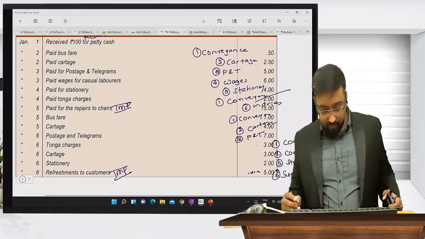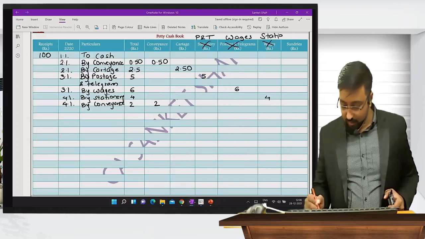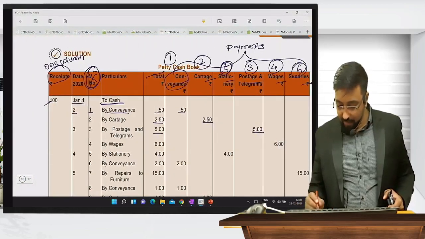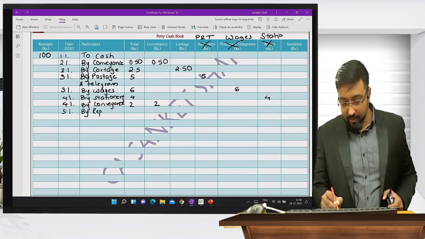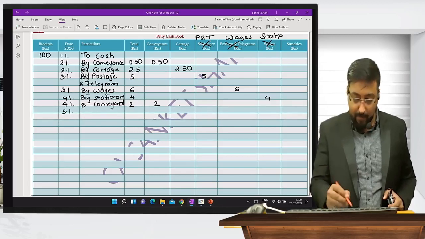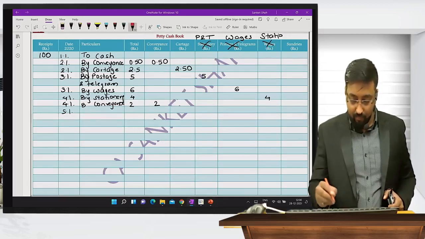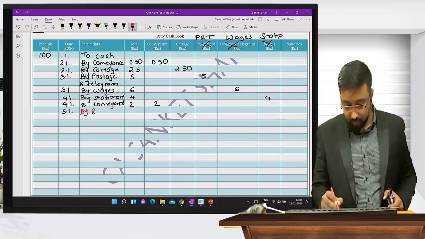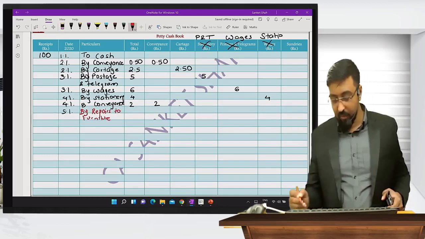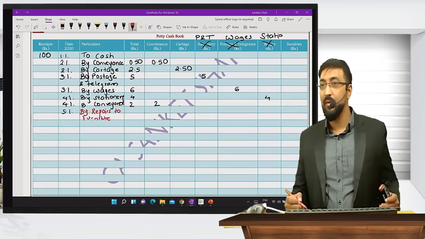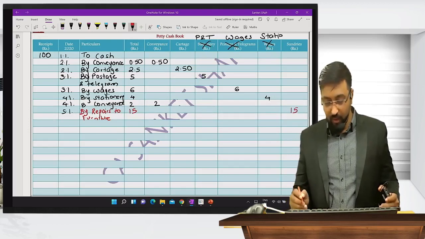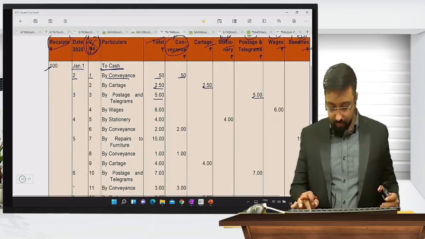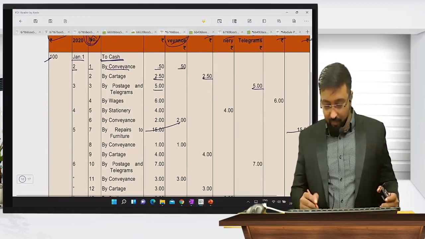Chalo, up to two is done. Repairs to chairs. Write by repairs to furniture first. Date. By repairs, red pen. By repairs to furniture. How much? 15. And which column? Sundries. 15. Next one.